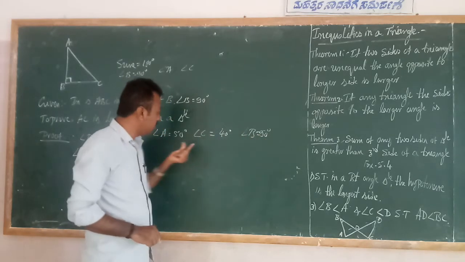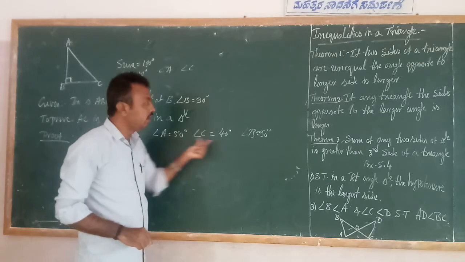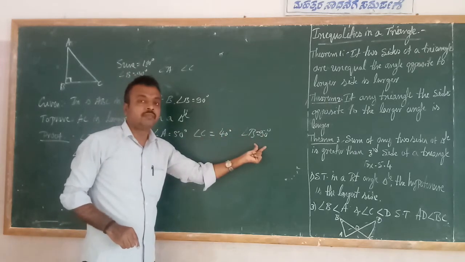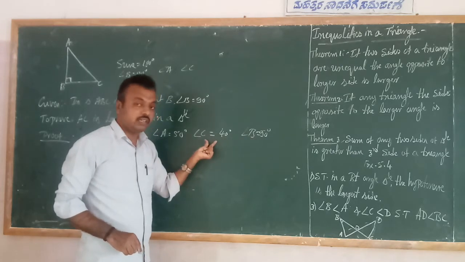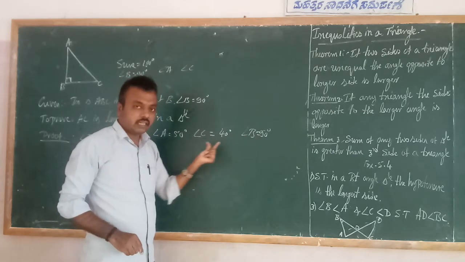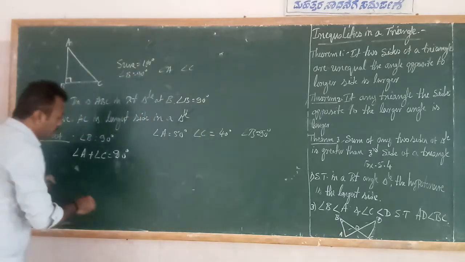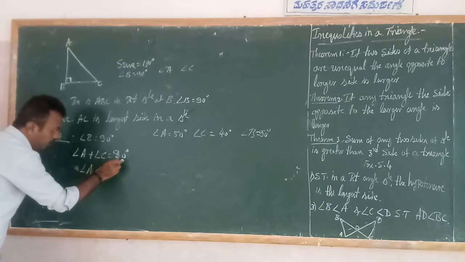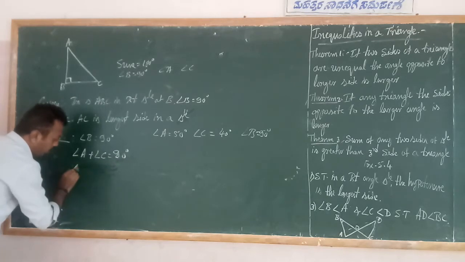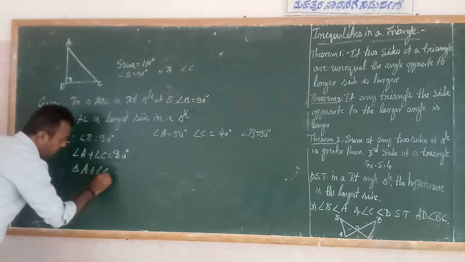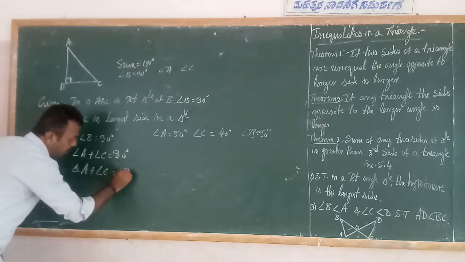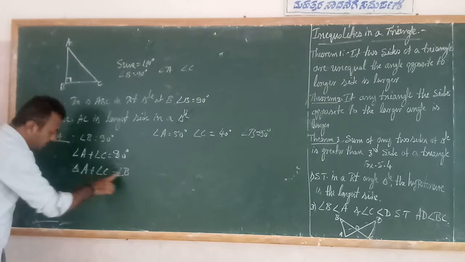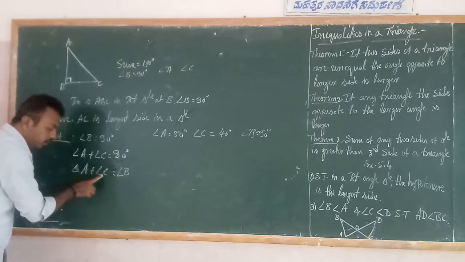This is 90 degrees, this is 50 degrees. Which angle is greater? Angle B is greater. Now compare angle C and angle B. Angle B is 90 degrees, angle C is 40 degrees. Angle B is greater than angle C. That's why I will write now angle A is less than angle B. Angle A plus angle C is equal to 90 degrees, which is angle B. So angle B is greater than angle A, and angle B is also greater than angle C.